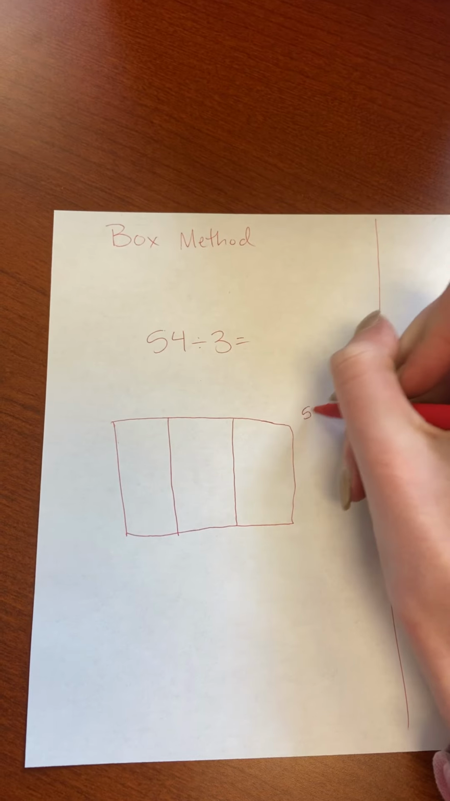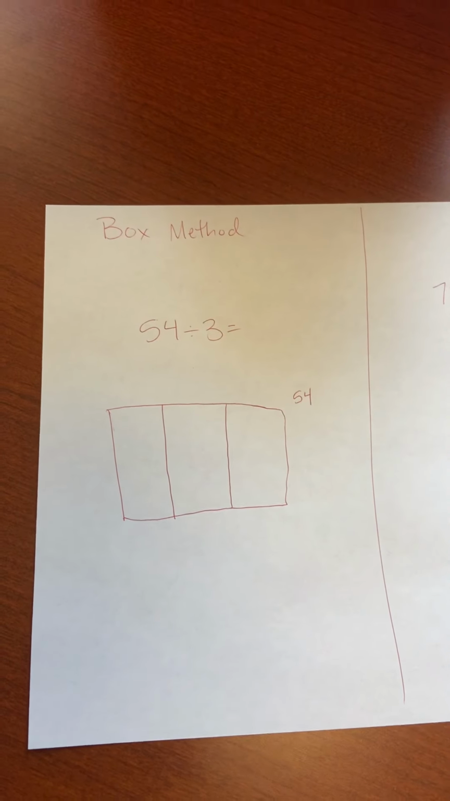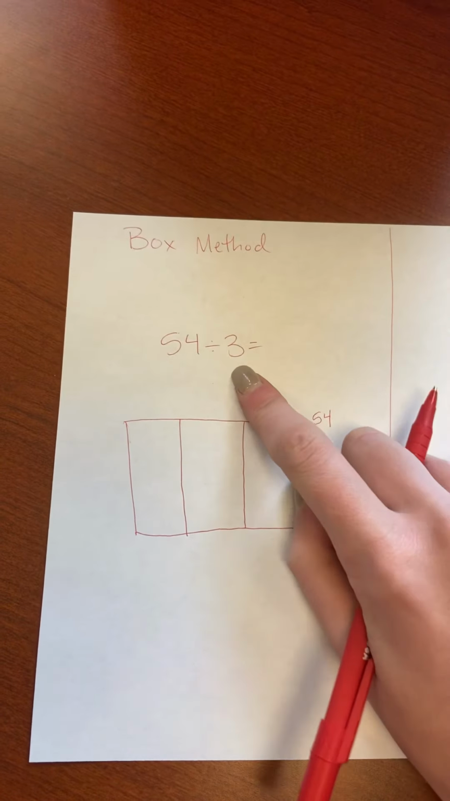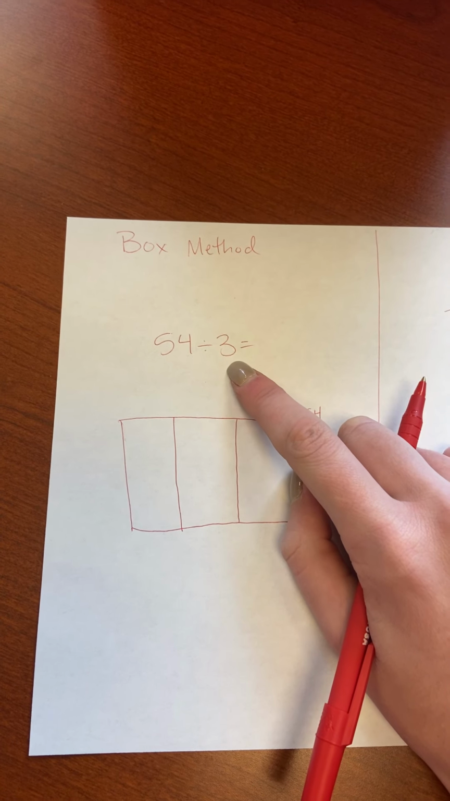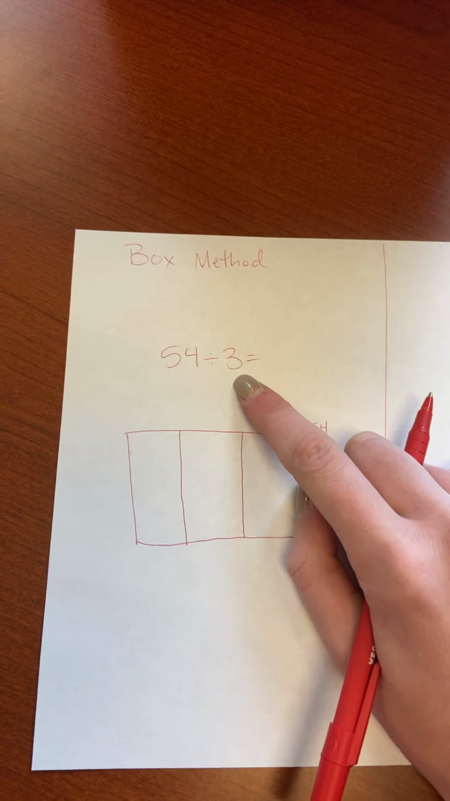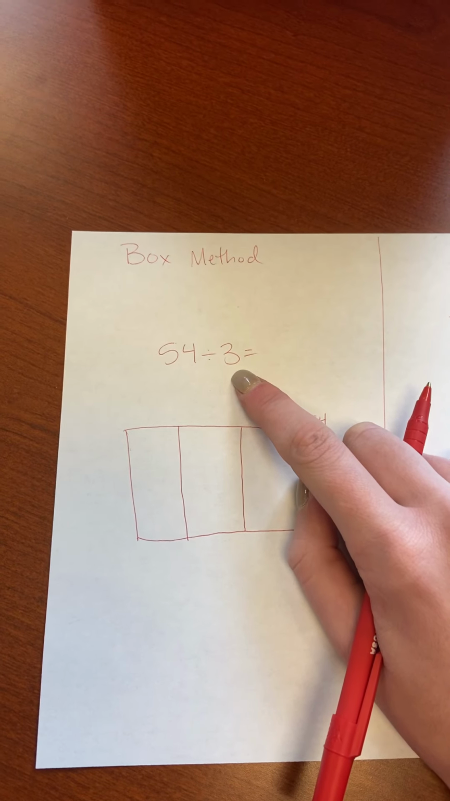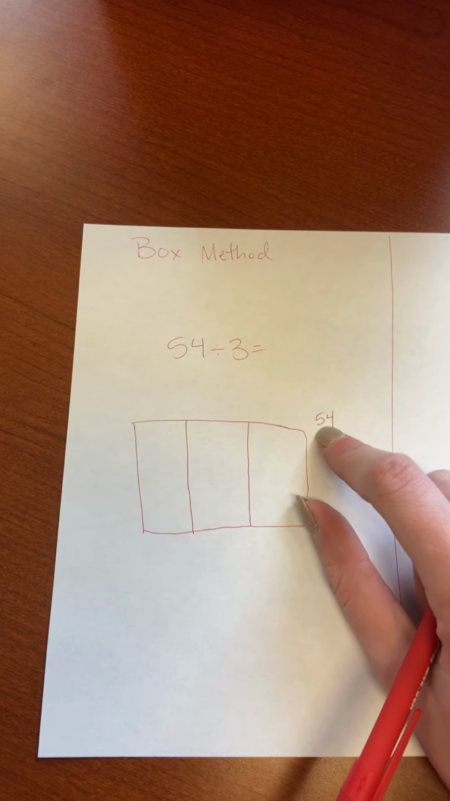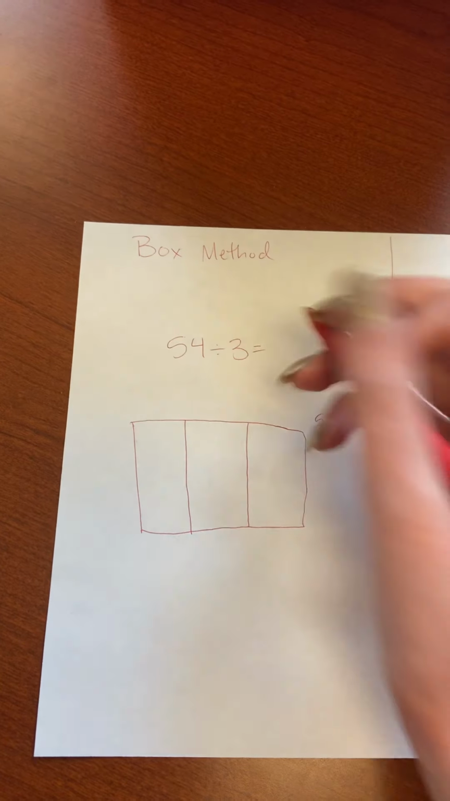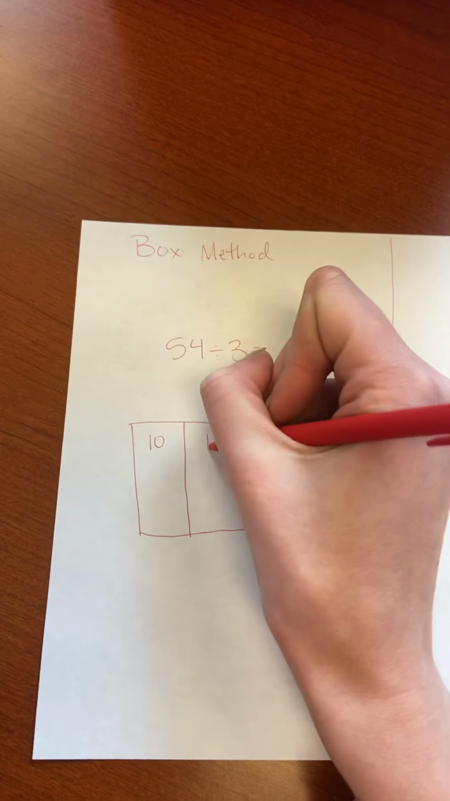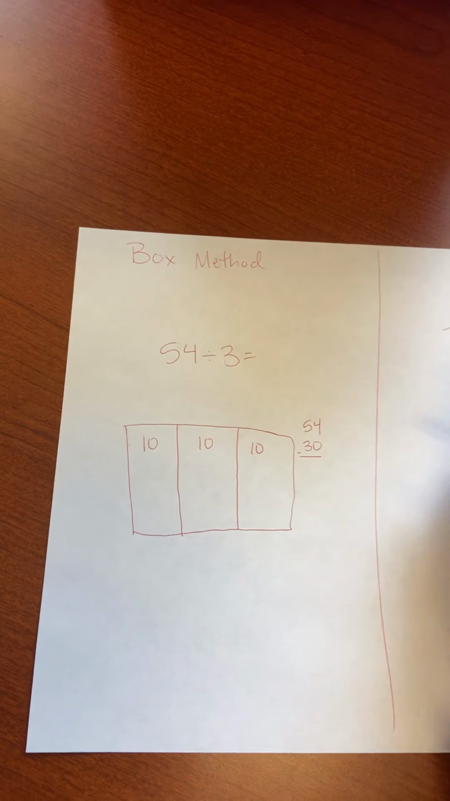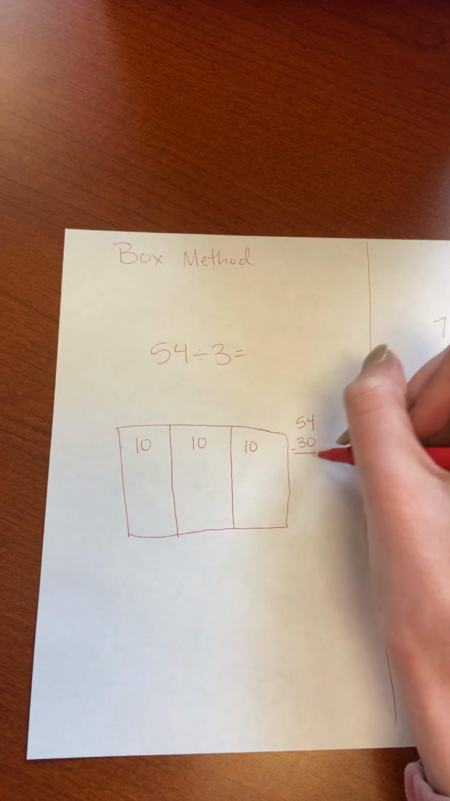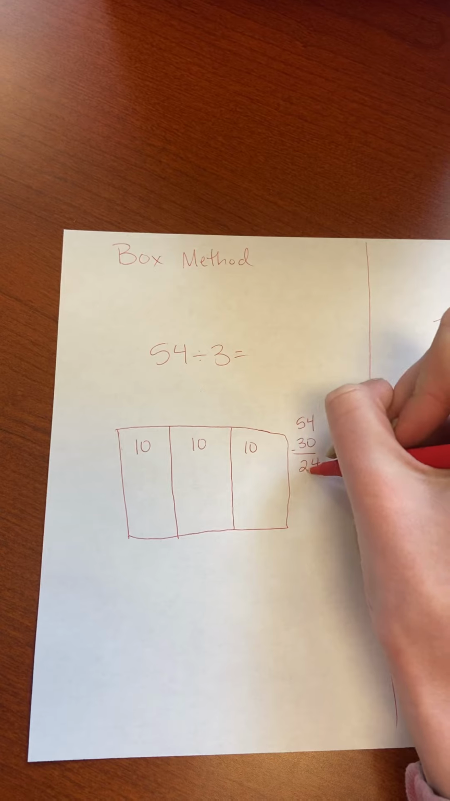Then I'm going to write my 54 over here. So I want to think how many times I need to break up 54 into 3 groups. What's a big chunk of 3 I can take away? I know that 3 times 20 is 60. So that's going to be too much. I could do 3 groups of 10. So I'm going to put 10 in each of these, and that equals 30. Then I'll subtract 54 minus 30, gets me 24.